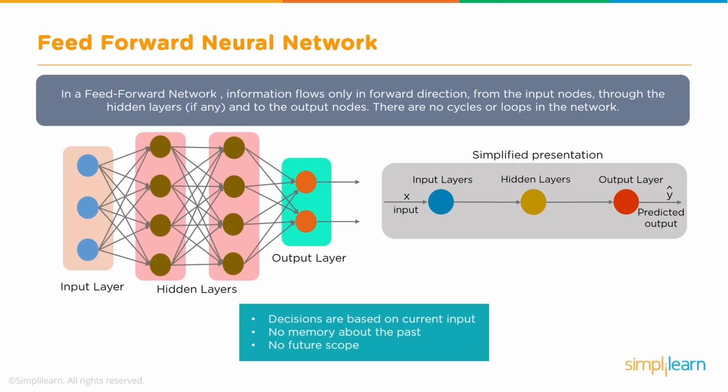And so you can see here we have our input layer. It just goes straight forward into the hidden layers, so each one of those connects to the next hidden layer, and then connects to the output layer. And of course we have a nice simplified version where it has a predicted output, and they refer to the input as X a lot of times and the output as Y. Decisions are based on current input, no memory about the past, no future scope.